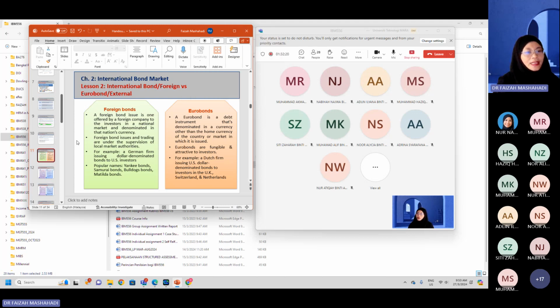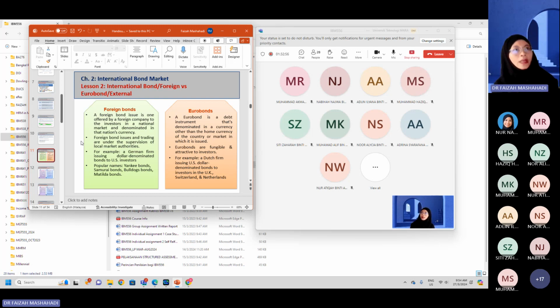Foreign bond issues and trading are under the supervision of local market authority. If Proton issue bonds in Singapore, so the one that will monitor or control that processes is the Security Commission of Singapore. If Apple issue foreign bond or international bond in Malaysia, the process will be monitored by our Malaysia Security Exchange Commission. They will monitor the process from step 1 until the last step, until the end, right? They will monitor all the processes.